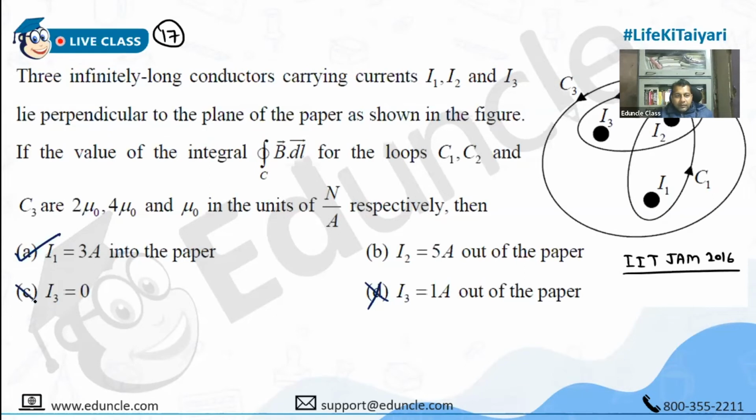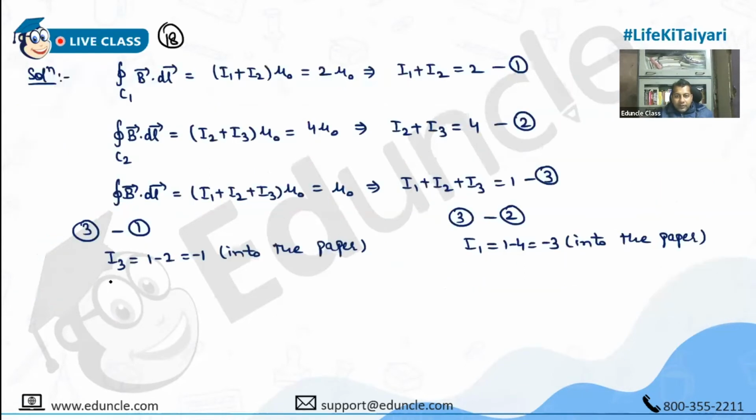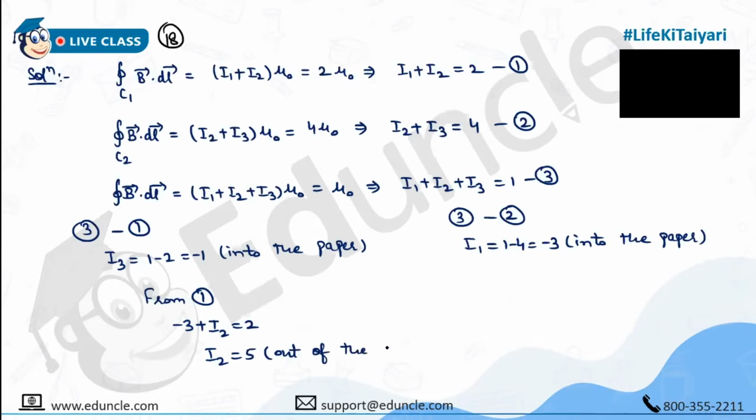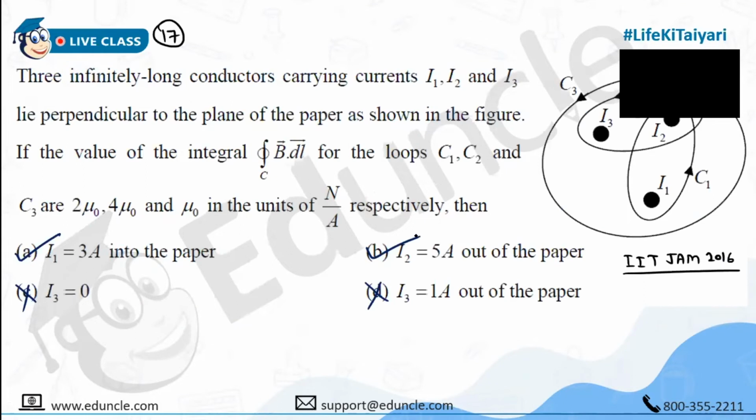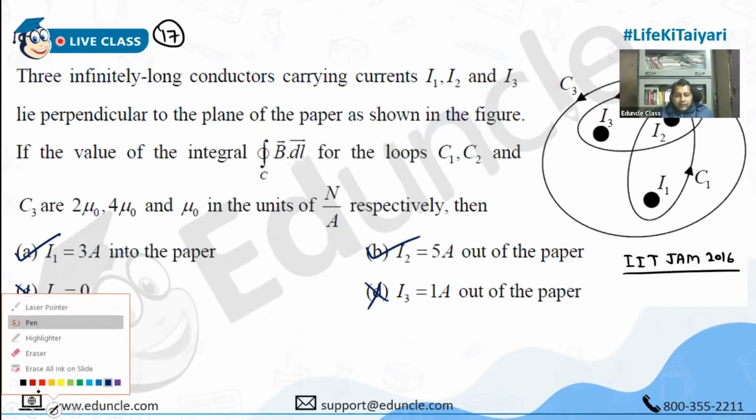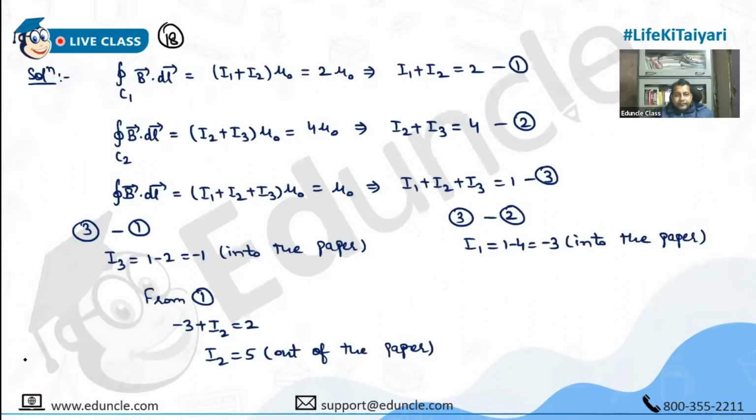Wrong, no? This one is also wrong. Let us check I2. So, it means from 1, minus 3 plus I2 is 2. So I2 will be 5, so out of the paper. So B is also correct. Please check. Clear?